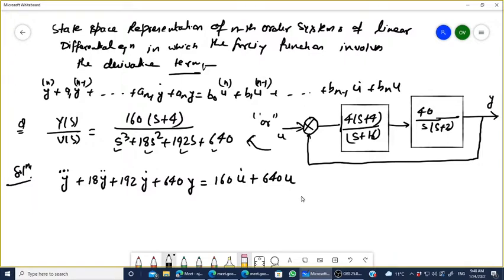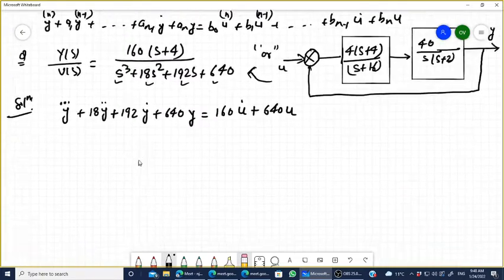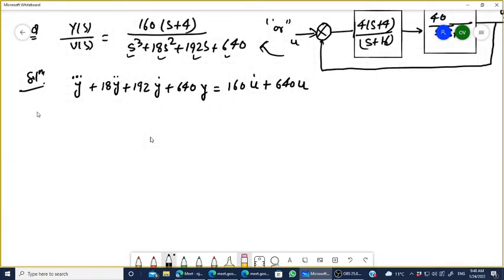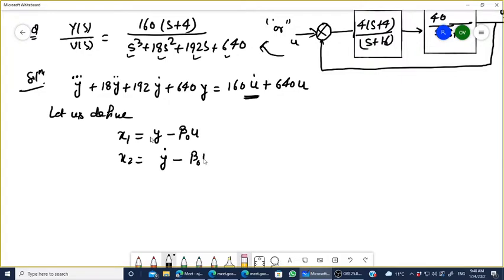So what we have to do? We have to first define. We already told you the fundamentals of how this is going to be solved when the derivative term is there. The derivative term should be 0. So we have defined x1 is equal to y minus beta naught u, and x2 is equal to y dot minus beta naught u dot minus beta 1 u.